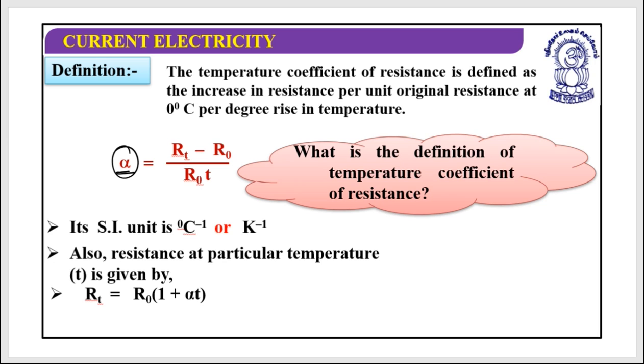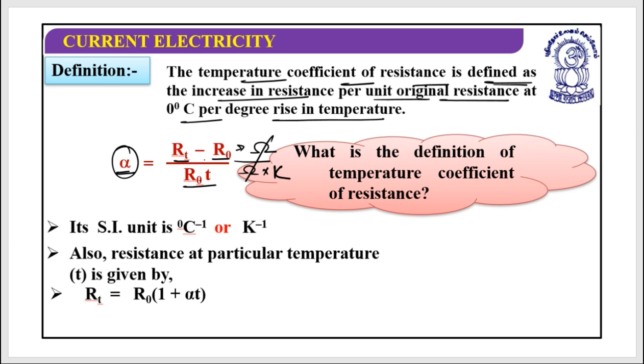Now let's define the alpha temperature coefficient. How can we define it? The temperature coefficient of resistance can be defined as the increase in resistance per unit original resistance at 0 degree Celsius per degree rise in temperature. So alpha can be written as RT minus R0 divided by R0 into T. Look at its SI unit. It's a resistance, so this is ohm, divided by ohm into Kelvin. So the ohm has been cancelled, and the SI unit of alpha can be written as centigrade inverse or Kelvin inverse.